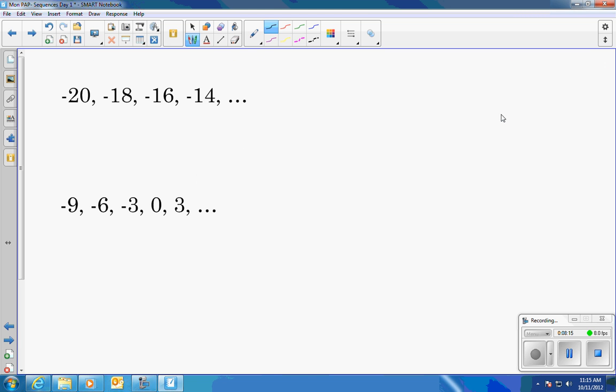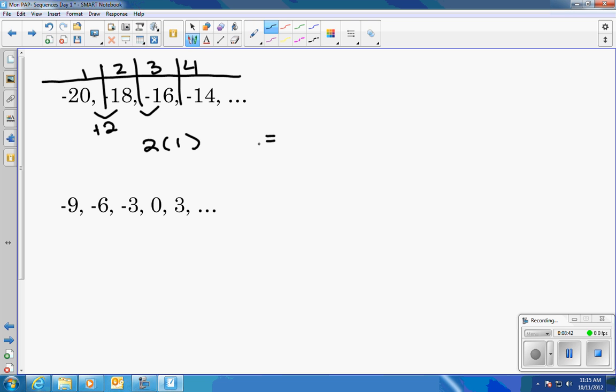This is the same thing, it's just not in a chart. So when we look at this, this is our first term, second term, third term, fourth term. So how much is it increasing or decreasing each time? Well, this one, because it's on a number line, you add 2 to get there. And you add 2, and you add 2. So that means 2 times 1 should be 2, but the chart says it's negative 20.